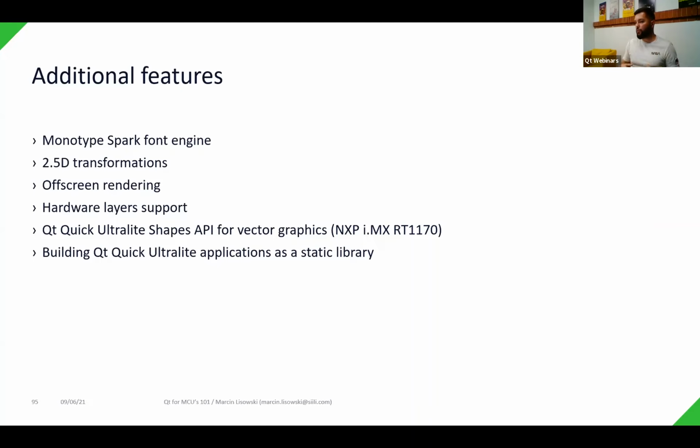There is also a Qt Quick Ultralite Shapes API for vector graphics that can handle the SVGs or the QML API for that. For example, one of the NXP boards that has a hardware support for that is NXP RT1170, which is the board targeted for the automotive industries. You can also, well, yeah, we partially covered that, build Ultralite as a static library that can help you organize your project and connect with other teams that are working on different components of your whole application.